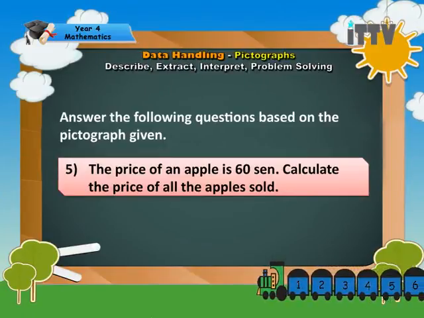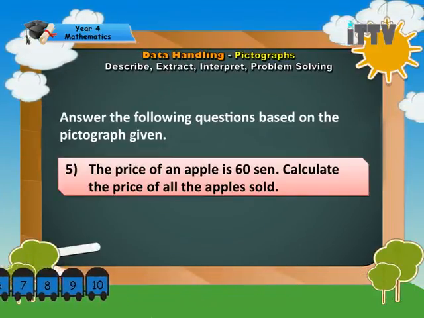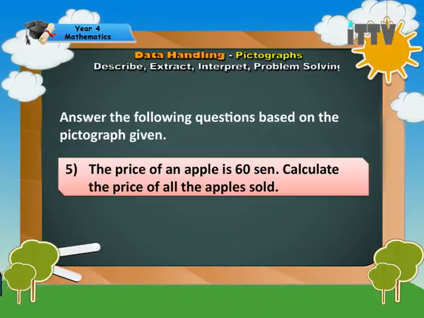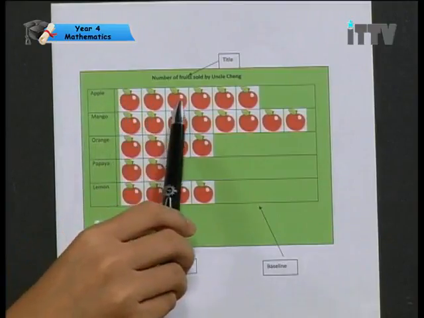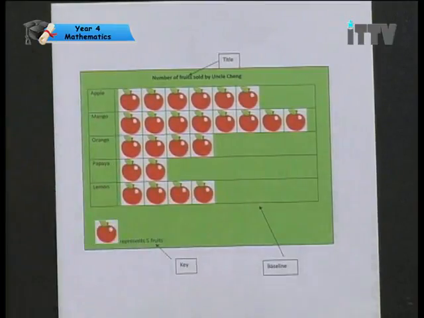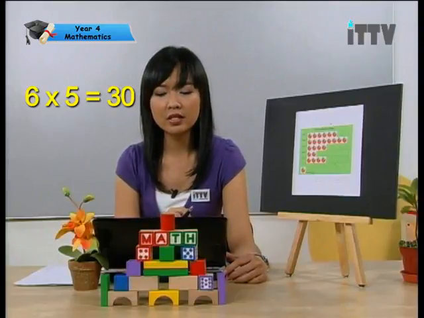Number 5. The price of an apple is 60 cents. Calculate the price of all the apples sold. Right? Now, let's take a look at the apples. How many pictures do we have? 1, 2, 3, 4, 5, 6. 6 pictures. Now, one picture represents 5 fruits. So how many apples do we have? 6 times 5 equals 30. 30 apples were sold.